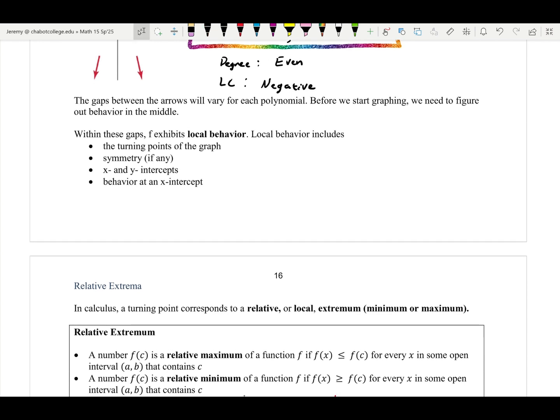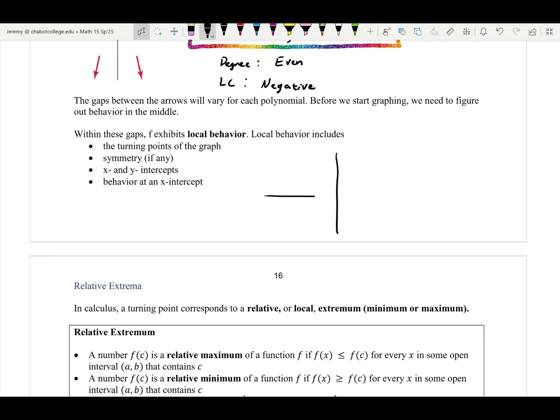So just a couple other things. The gaps between the arrows, so what the actual behavior of the polynomial is in the middle, how are we going to come up with that behavior? So we call this local behavior, and this is going to include turning points in the graph, symmetry, x and y intercepts, and behavior at x intercepts.